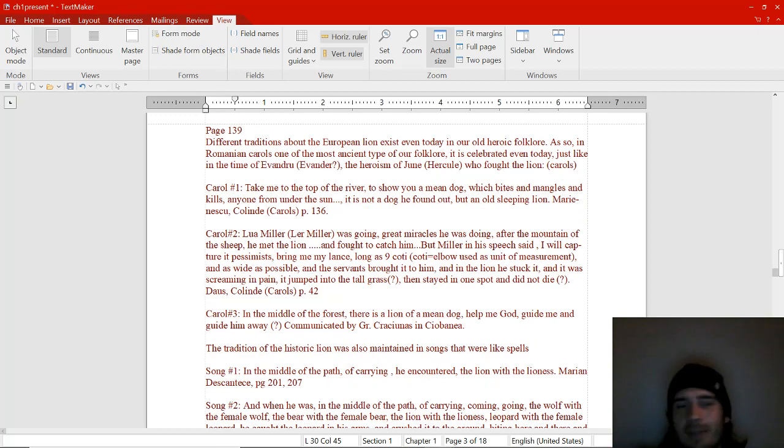Page 139. Different traditions about the European lion exist even today in our old heroic folklore. So, in Romanian carols, one of the most ancient types of our folklore is celebrated even today, just like in the times of Evandru, which might be Evander. I'll analyze this in the analysis video. The heroism of June or Hercules, who fought the lion.